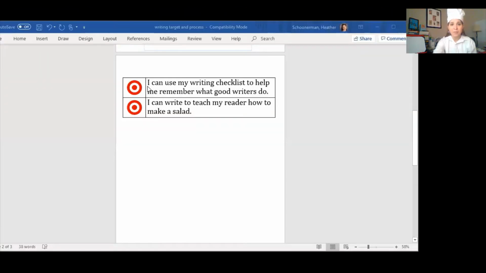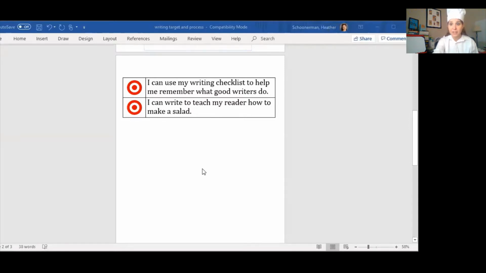So let's look at our learning targets. Today, we are going to be able to, I'll read the target: I can use my writing checklist to help me remember what good writers do. So we will use our writing checklist to help us remember what good writers do. That's what you're going to remember when you make your writing piece at the end of the video. The second target is, I can write to teach my reader how to make a salad. So that's what our writing piece is all about today. Writing to teach our reader how to make a salad.